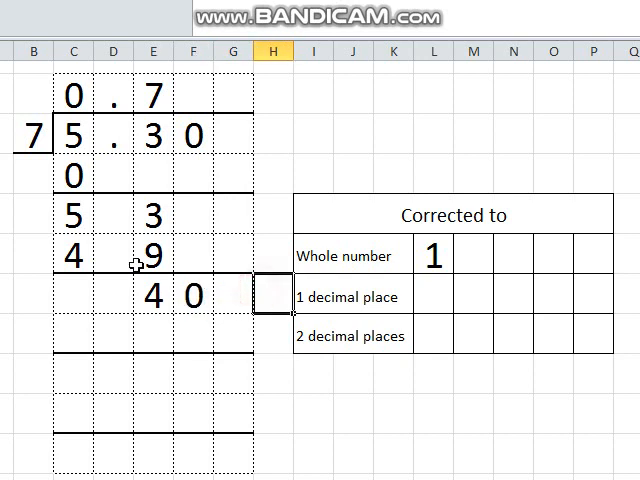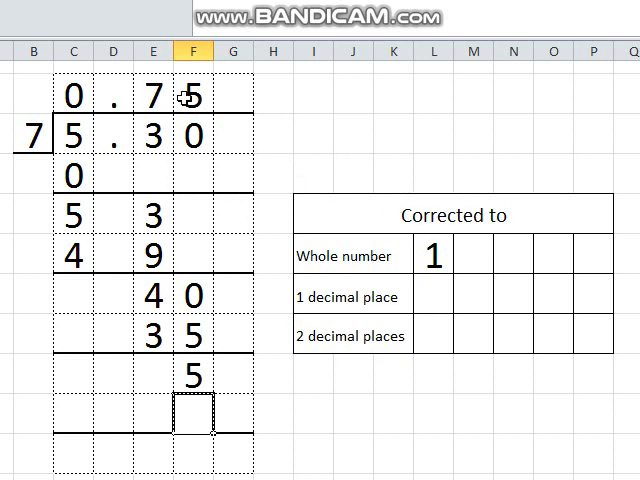Now we count 40 here. 40 divided by 7, the closest number that we can get is 5. And then we get this one, 35. Now, when you minus, you have the 5 here.